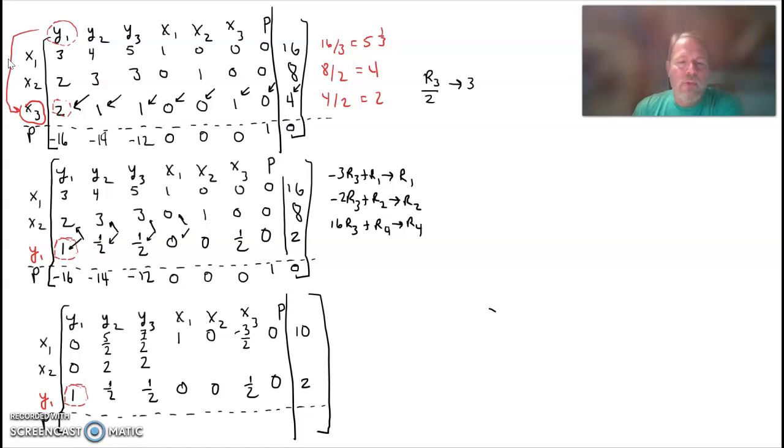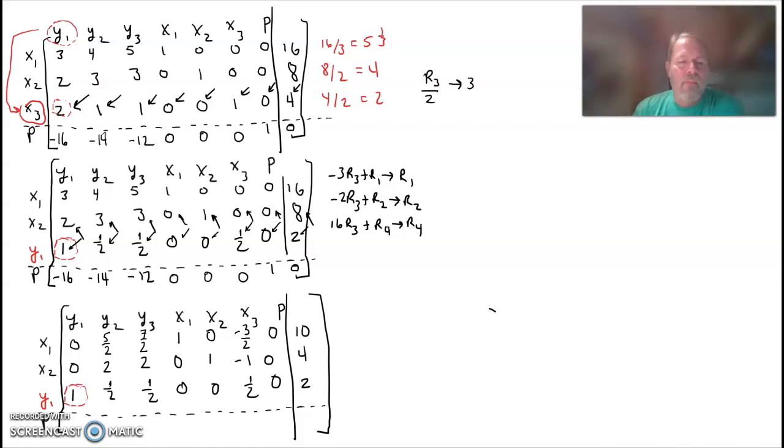-2 times 0 is 0 plus 0 is 0. -2 times 0 is 0 plus 1 is 1. -2 times 1/2 is -1 plus 0 is -1. -2 times 0 is 0 plus 0 is 0. -2 times 4 is -4 plus 8 is +4.